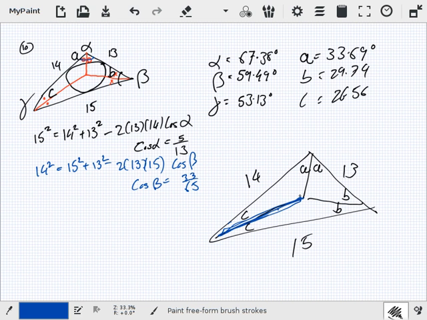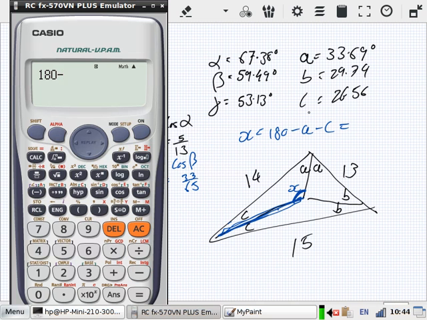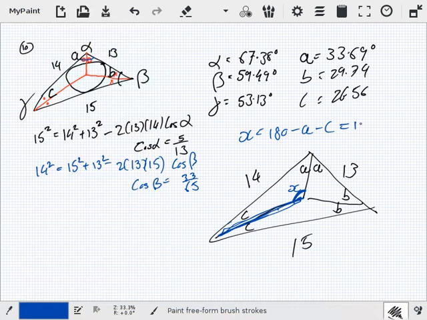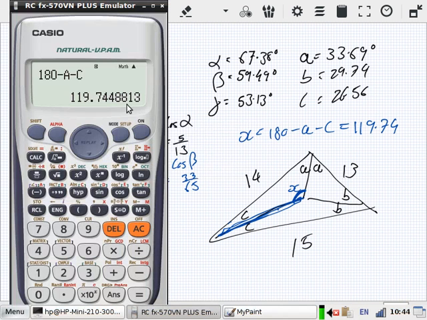Oh yeah, I can use the sine rule. Do we know this angle? Yes, we do. We know A and C, and what will we call it? Let's call it x. So x is 180 minus A minus C. 180 minus A minus C. 119.74. Right. Let's store that as... Oh, I have an x already. Wonderful.